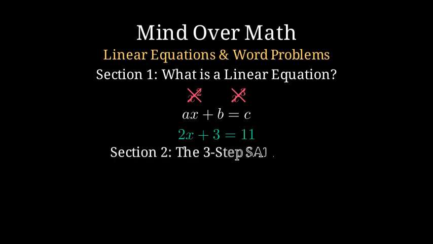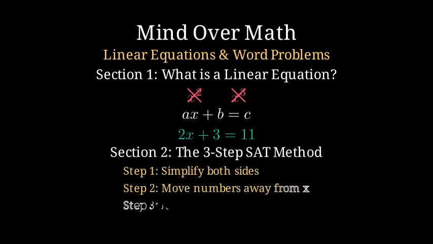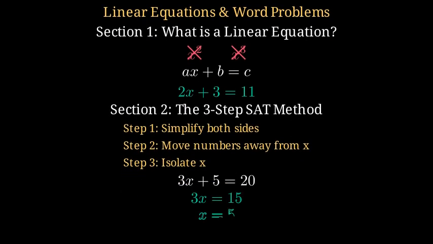Section 2, the core method. Here is the three-step SAT method. Step 1, simplify both sides. Step 2, move numbers away from x using inverse operations. Step 3, isolate x by dividing or multiplying. Let's try a basic example. 3x plus 5 equals 20. Subtract 5, then divide by 3, and we get x equals 5.